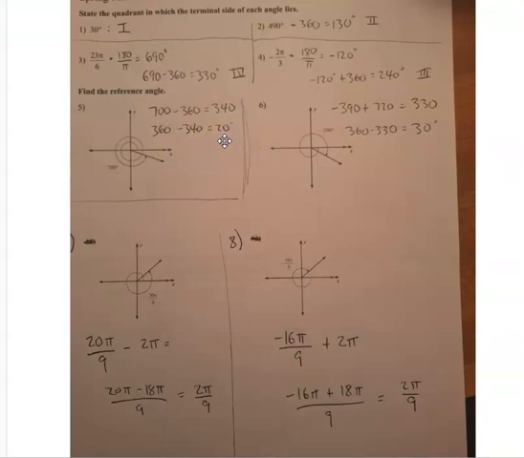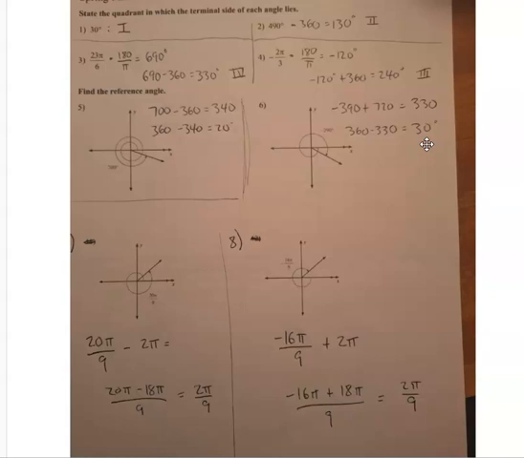Number 6 is a negative 390, so I add 720 because adding 360 is not enough. Adding 360 would just keep me at negative 30. I want a positive number. So I add 720 because that's a multiple of 360. I get 330, and 330 is quadrant 4 again, so I do 360 minus 330. The quadrant 1 equivalent is 30 degrees.